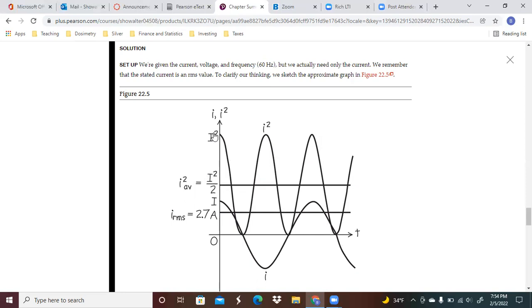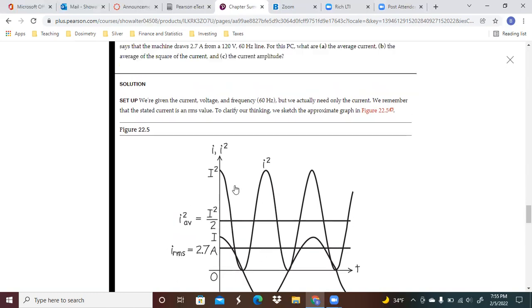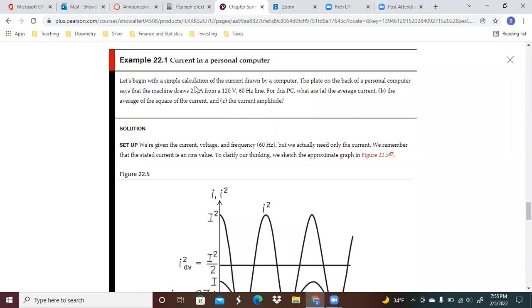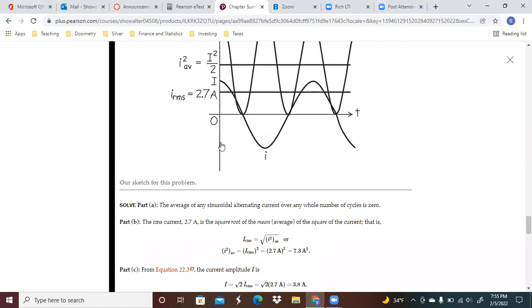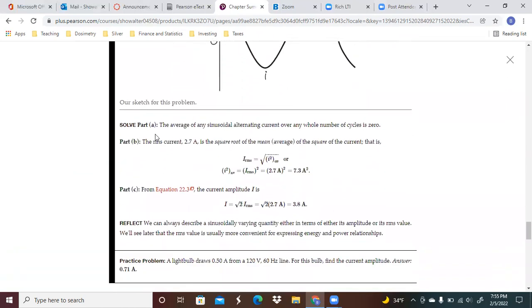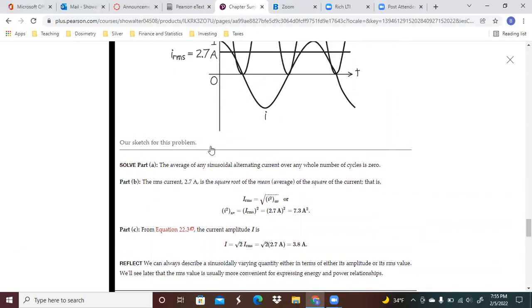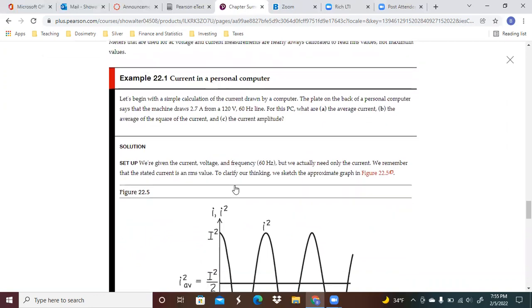This value right here, I squared cut in half, obviously is going to penetrate all the way through, where half the graph is above, half the graph is below. And then when we take the root of this, that is where this value comes from, which again is what is being referred to here. So the root mean square, again, let's see exactly what's asked. The average current.